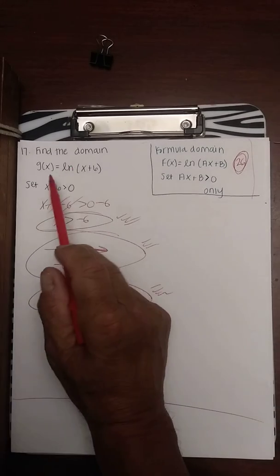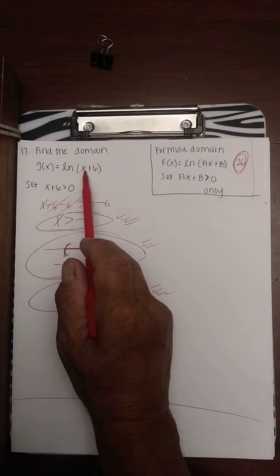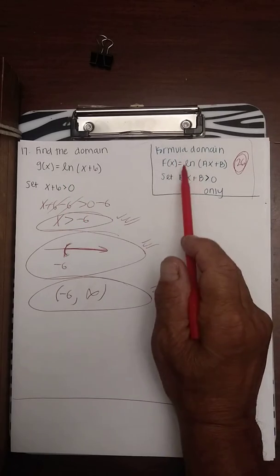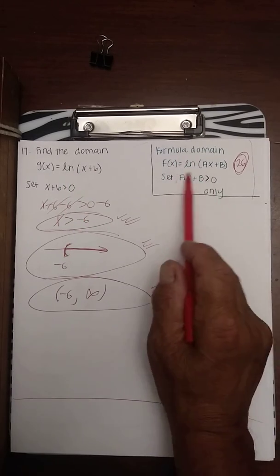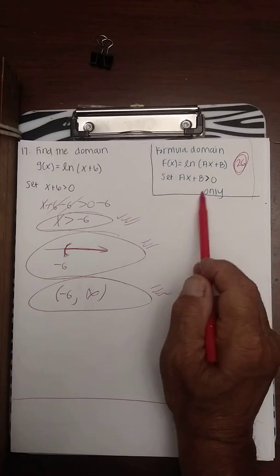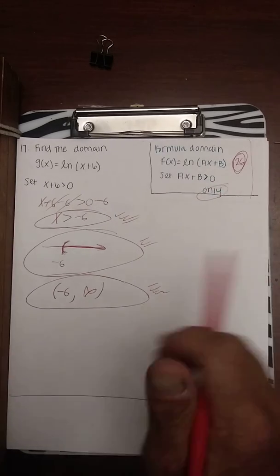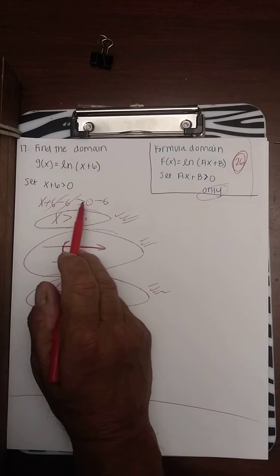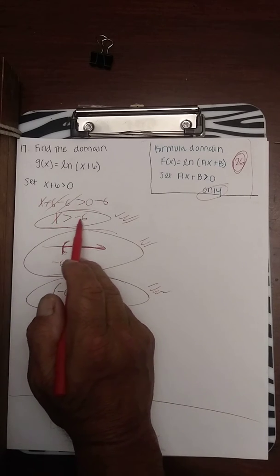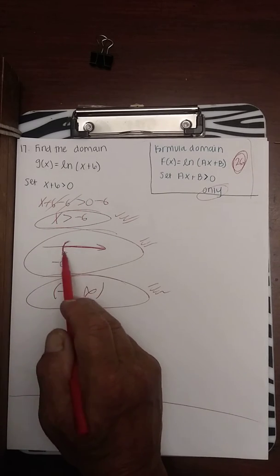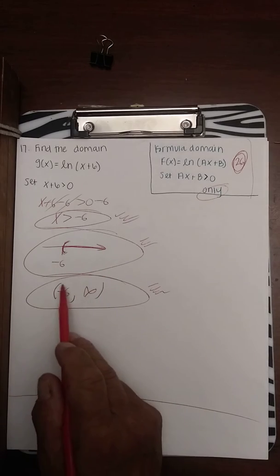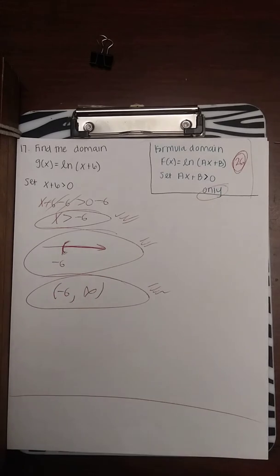Find the domain of a log function, ln of x plus 6. All right, the domain of a log function is set whatever's in there greater than 0 only. That's it, only. So x plus 6 minus 6, 0 minus 6, so x is greater than negative 6. Or, starting with negative 6, not including it, going that way, or from negative 6, not including it, to infinity.